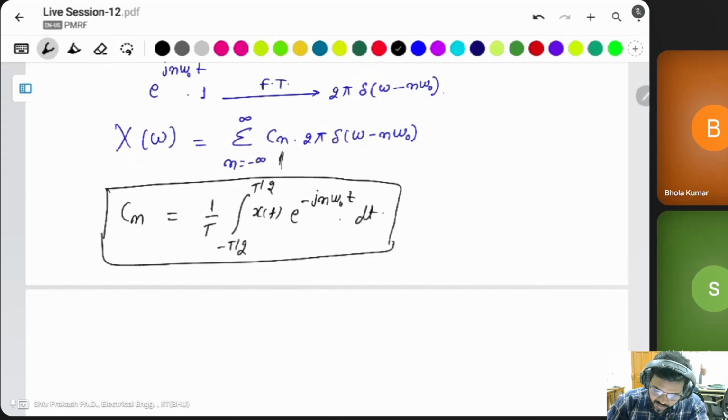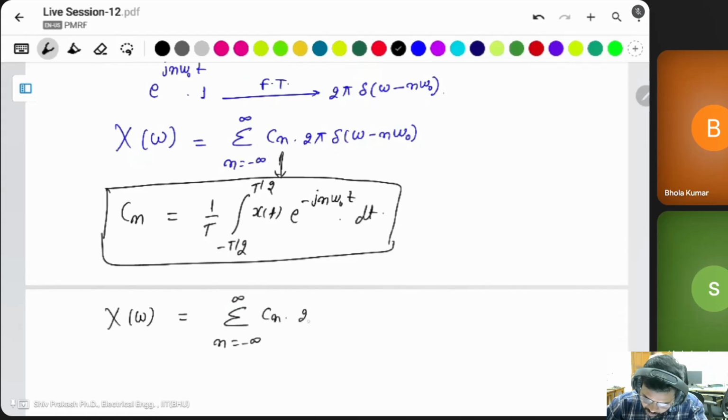This Cn you can calculate by this one. Now X(omega) is equal to the summation of n equals minus infinity to plus infinity of Cn times 2 pi delta of omega minus n omega naught. You can exchange omega into 2 pi f, then 2 pi will be a common factor. This function is delta of f minus n f naught.